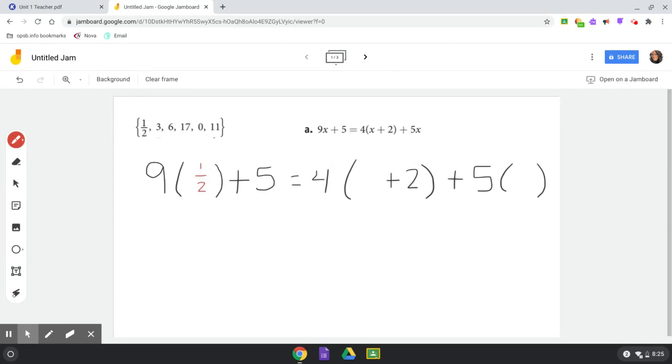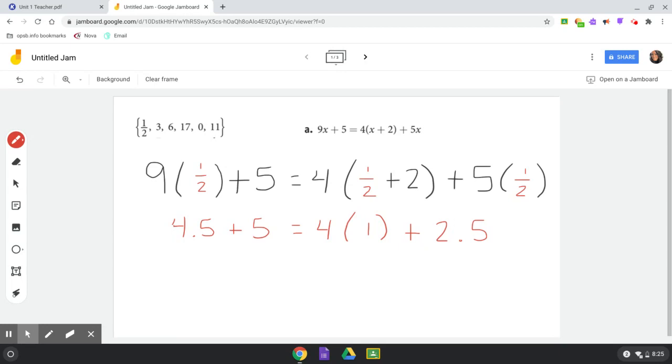I'm going to substitute in 1/2 where all my x's were in that equation. Now let's simplify and see if we get a true statement and if 1/2 is a solution. 9 times 1/2. Well, 1/2 of 9 is 4.5. We could leave it as a fraction, but to make things simpler, I'm going to change it to a decimal. Plus 5 equals 4 times, what's 1/2 of 2? Well, 1/2 of 2 is 1. Plus 1/2 of 5 is 2.5.